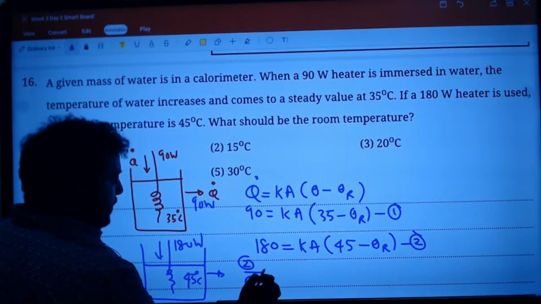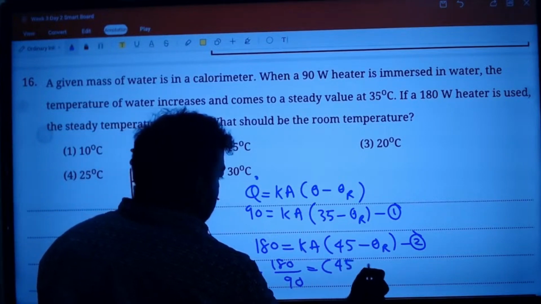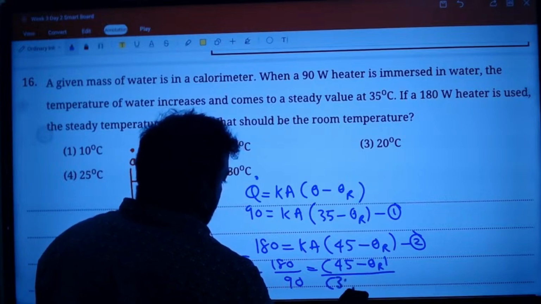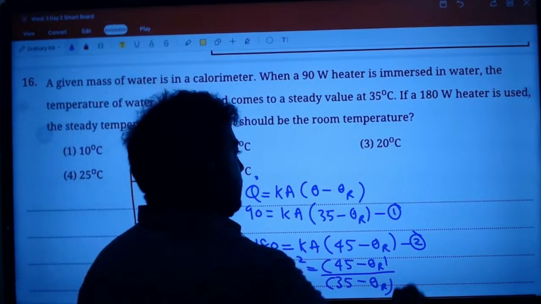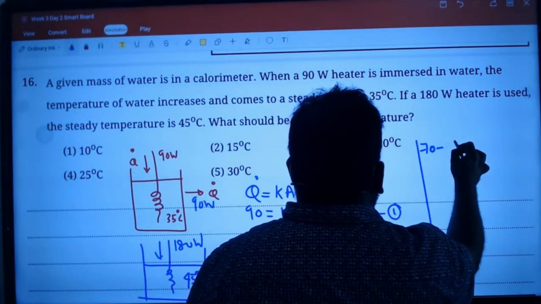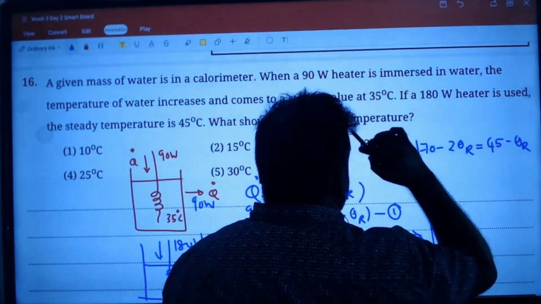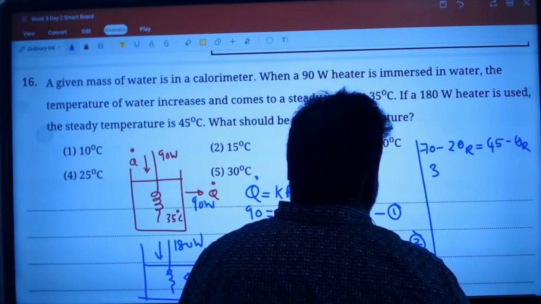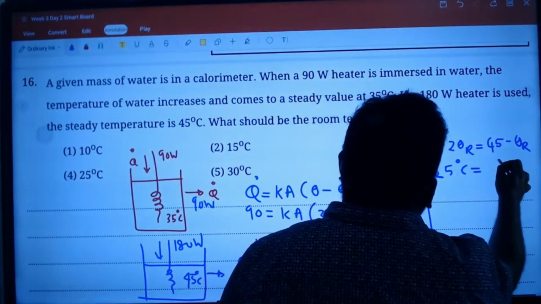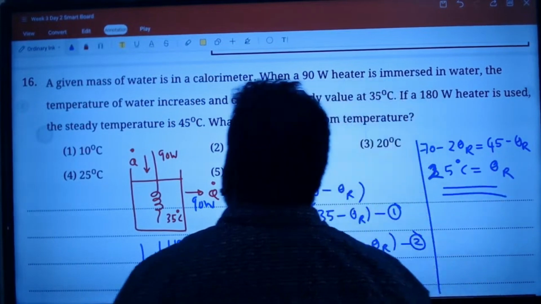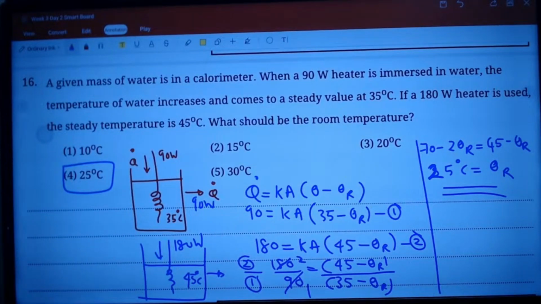Divide the second equation by the first. 180 over 90 equals (45 minus theta R) divided by (35 minus theta R). Okay? Cross multiply: 70 minus 2 theta R equals 45 minus theta R. So here you have 25 degrees Celsius, that is equal to theta R. What should be the room temperature? 25 degrees Celsius. Answer number 4.